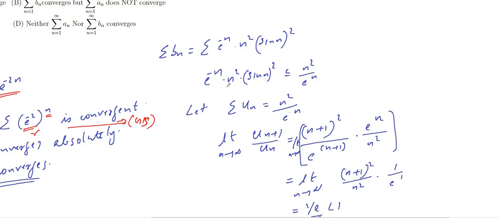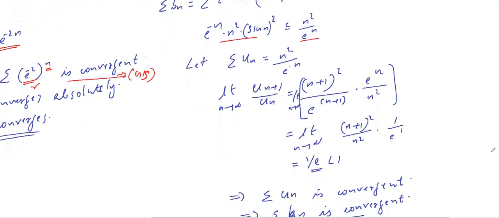Now see, we have two series, this one and this one. If the series on the right hand side is convergent, then the left hand side also converges. So we need to check the right hand side. Use the ratio test there. Take this as un, and apply the ratio test un plus 1 by un. When you simplify all these things, you will get 1 by e, and that is less than 1.